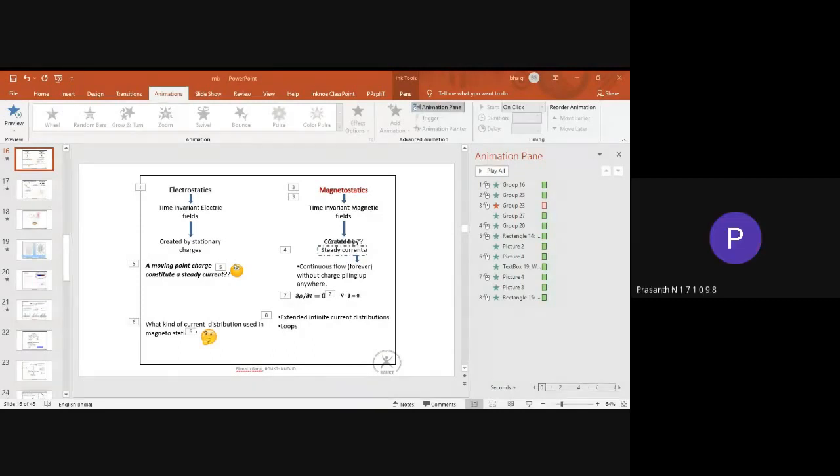Sir, is there any rule that the current should be perpendicular to the surface? No, there is no rule that the current should always cut through the surface perpendicularly. Whatever current is cutting at any angle, it can be at any angle. Right, okay sir. It can be at any angle.